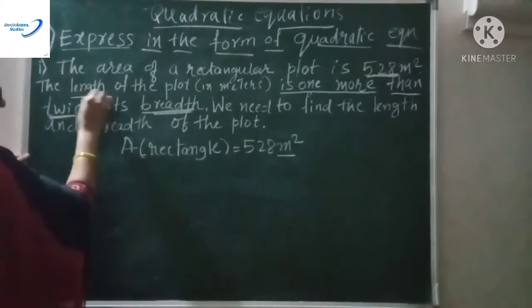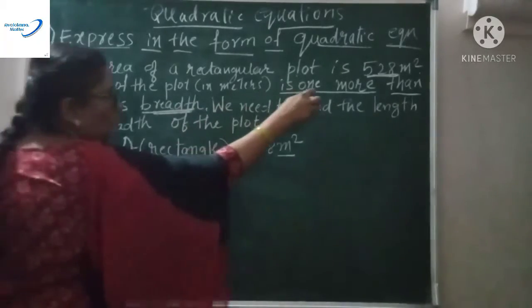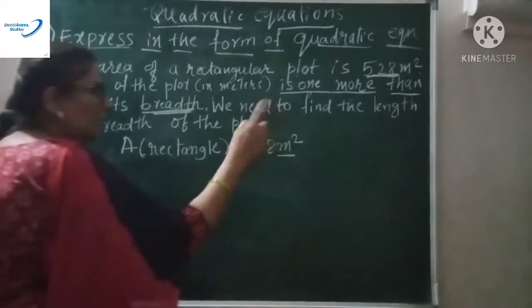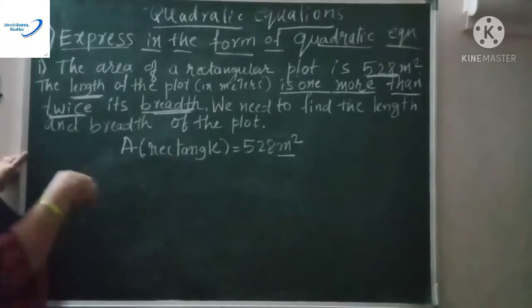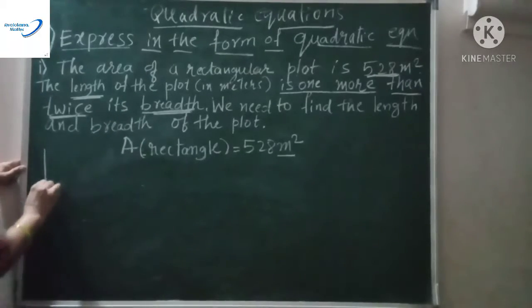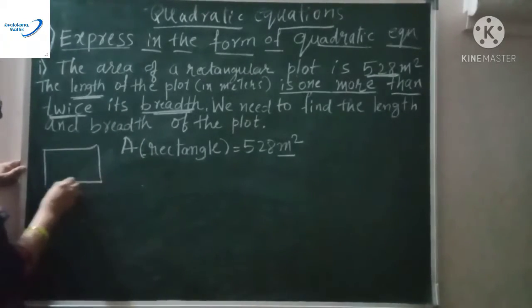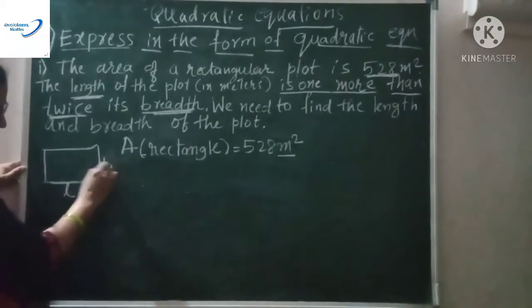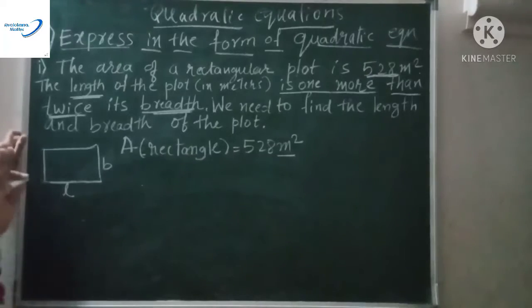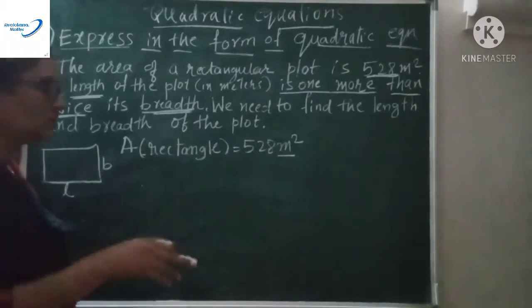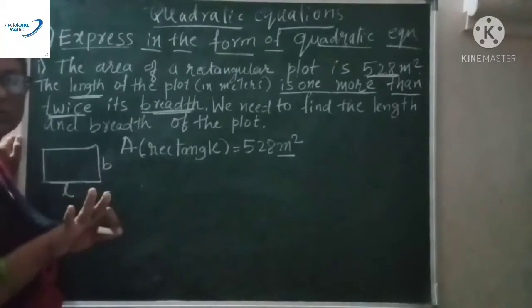Listen, length is one more. One more means one number. It is one more than what? Twice, double of its breadth. Okay. Suppose, it is better to draw the diagram just for our convenience, not compulsory. Suppose this is the length and the breadth. It is not necessary to take x and y only for writing an equation. You can write the equation in terms of length and breadth, L and B also.